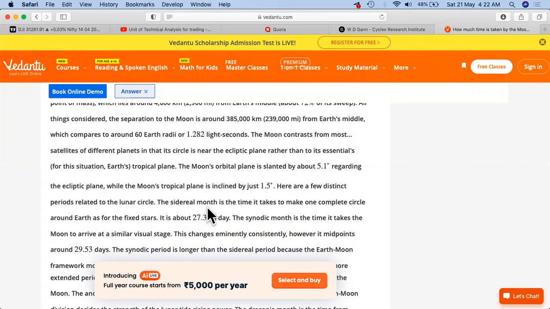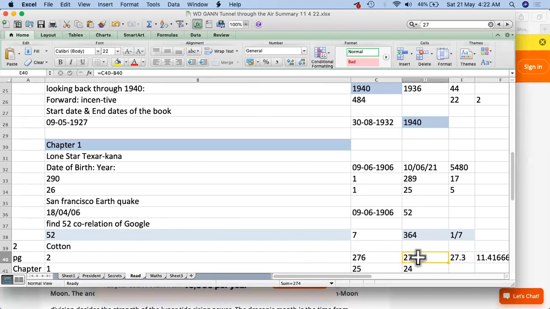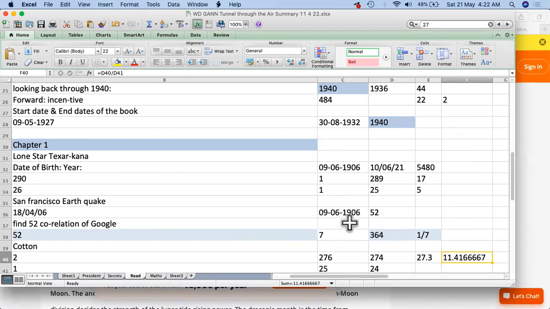The sidereal month is the time it takes to make one complete circle around Earth as for the fixed stars. So, sir, Earth is like a star and the satellite moves around it. So, this is what they are trying to say. It is about 27.32 days. So, same thing that we had identified over here, that it is 274. So, comes nearer to somewhere around 273. So, if we do the calculation, probably it's 11.41.